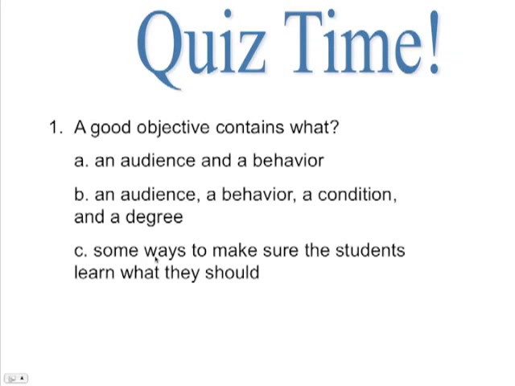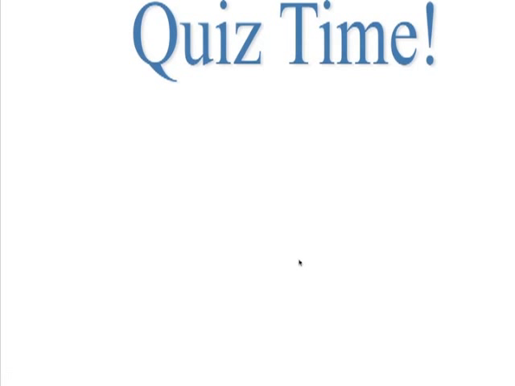Quiz time. A good objective contains what? An audience, a behavior, a condition, a degree. Some ways to make sure the students learn what they should. However, it does hopefully help you ensure that students are learning what they need to be. Not necessarily, though.